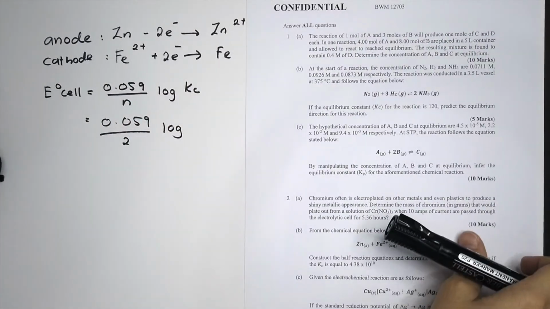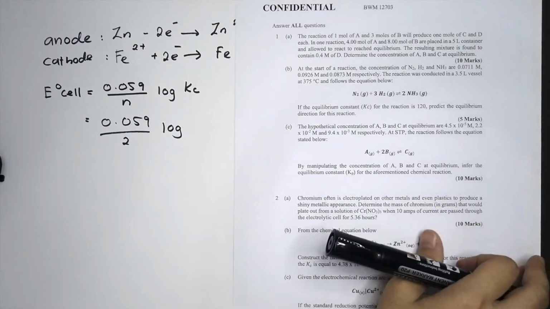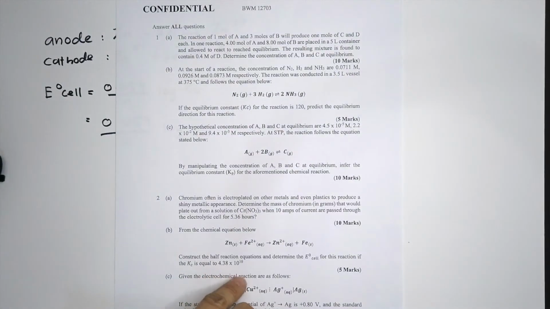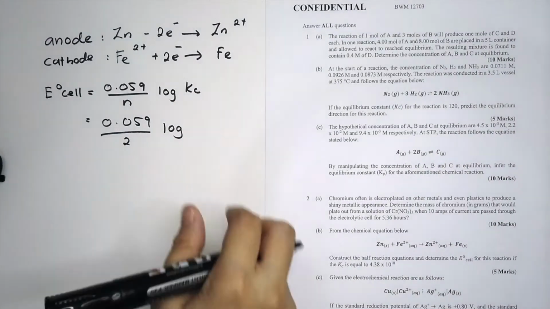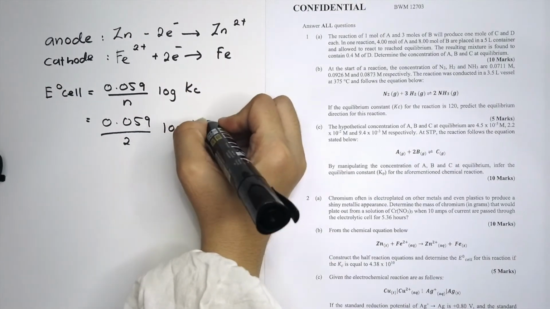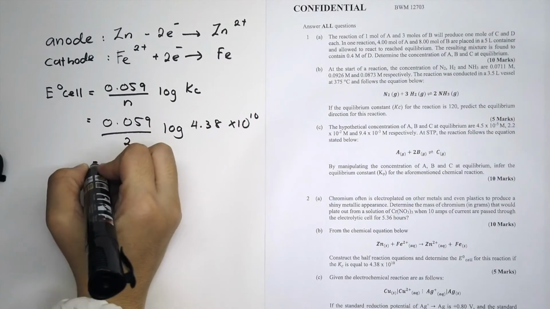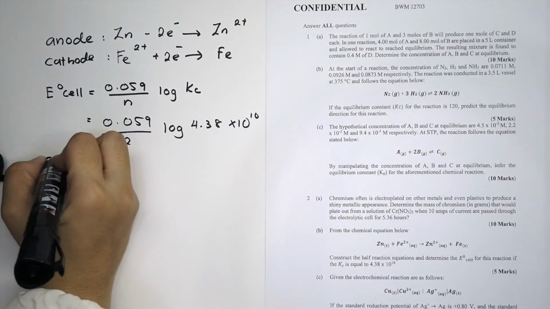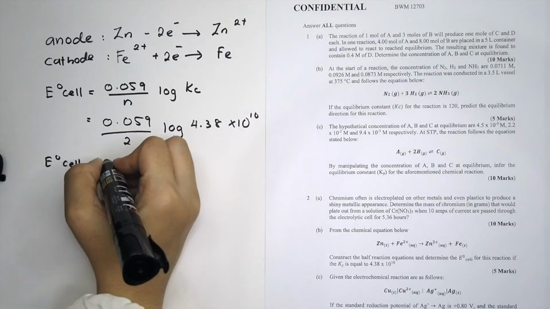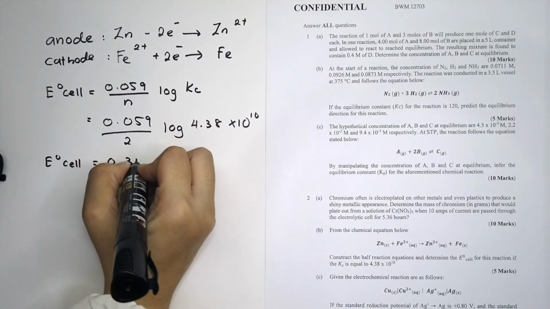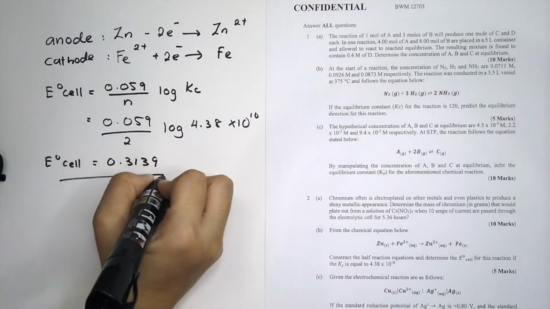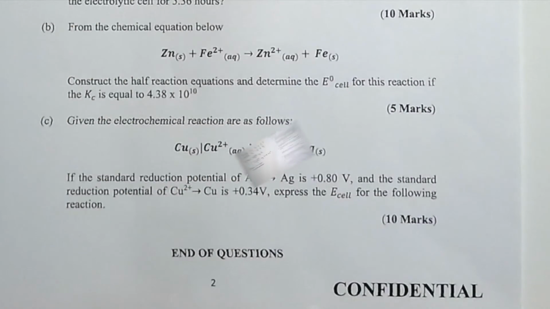So what is the Kc? The Kc is equivalent to 4.38 times 10 to the power of 10, given in the question. So 4.38 times 10 to the power of 10. So your E°cell should be equivalent to 0.3139. So this is the final answer for this question.